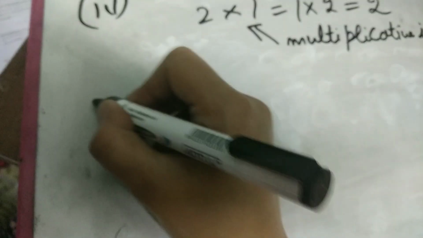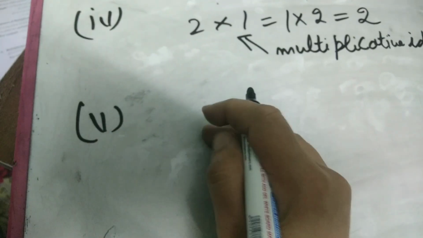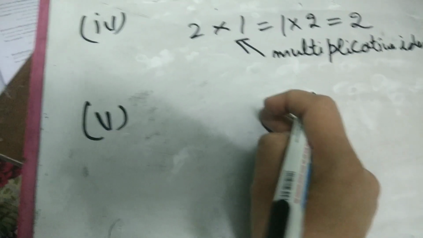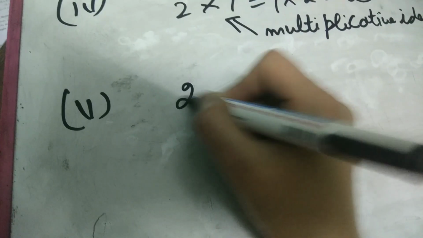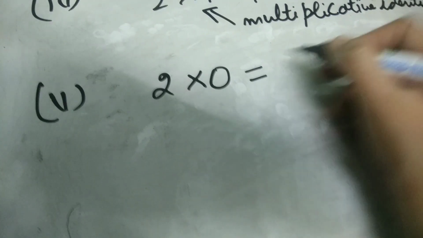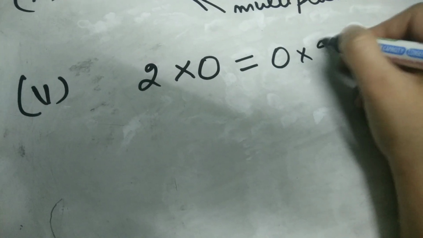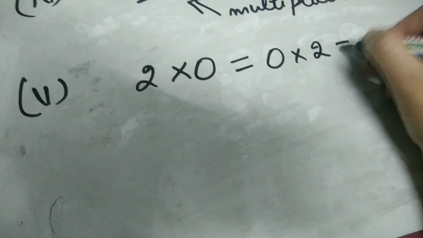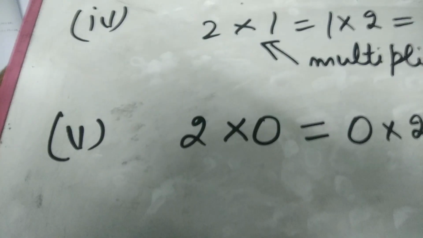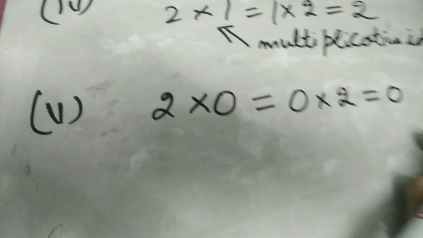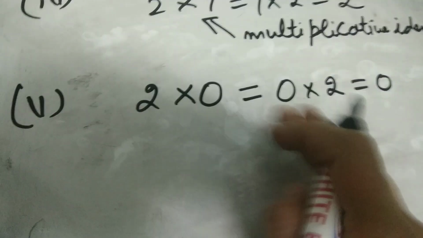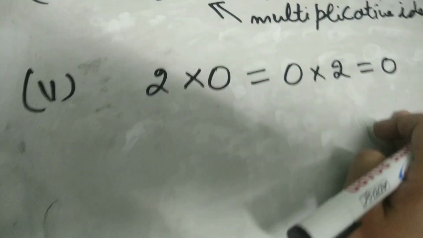Next we have the multiplicative property of 0. Now, for example, any number I multiply by 0, or I write it changing the order also, we get 0. So this is the multiplicative property of 0.